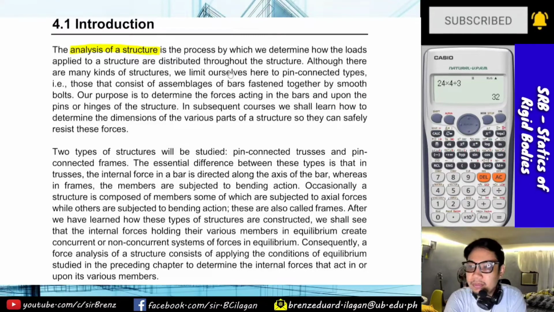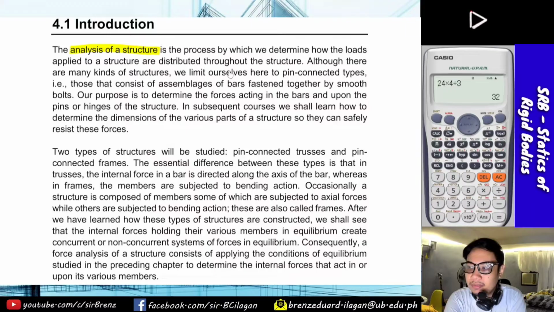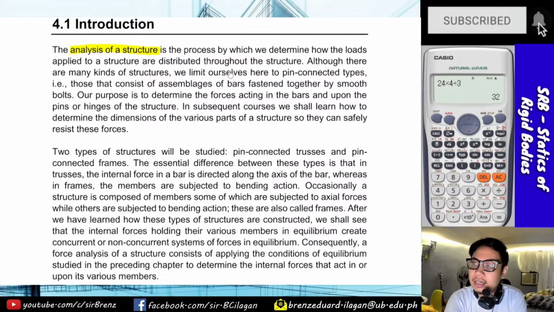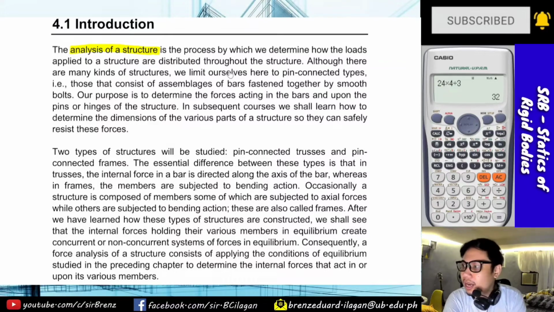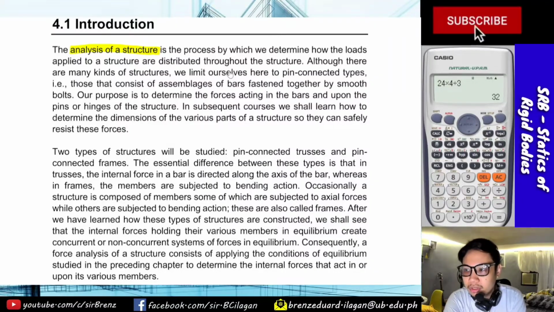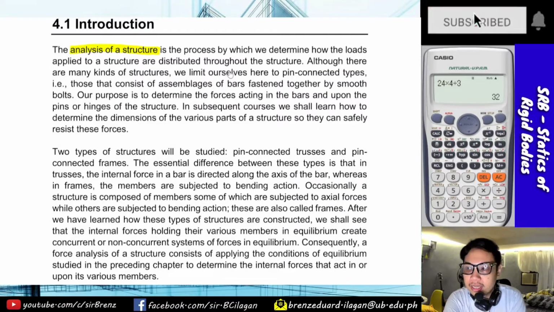Okay, so for this module under analysis of structure, dalawang type of structure yung pag-aaralan natin dito. So una, we have the truss, and pangalawa, we have the pin-connected frames. So yung mga external load na dinadala ng isang structure, so ang goal kasi ng analysis of structure is paano ba or ano ba yung magiging internal effect ng mga externally applied load dun sa bawat member ng isang system or ng isang structure. Okay?